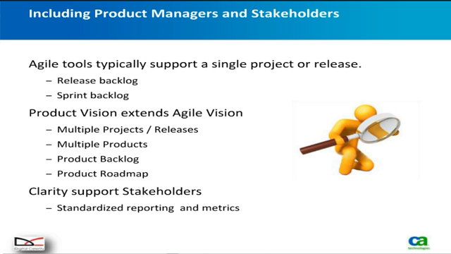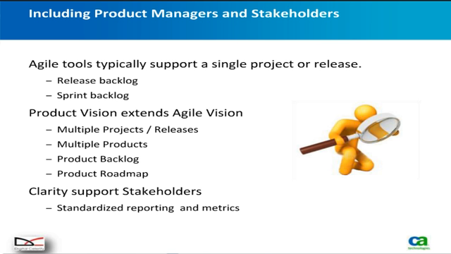And so Agile Vision, like many Agile tools, its focus is on a single project, a single release. So you have a release backlog, and you have your sprint backlog, and it supports managing that project. What we also need, though, to bring in the rest of the organization is support for product management, stakeholders and standards. So CA also developed Product Vision, which is seamlessly integrated with Agile Vision.